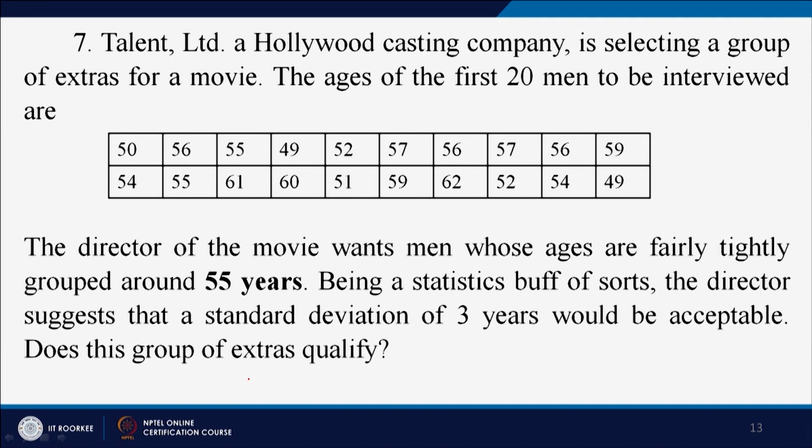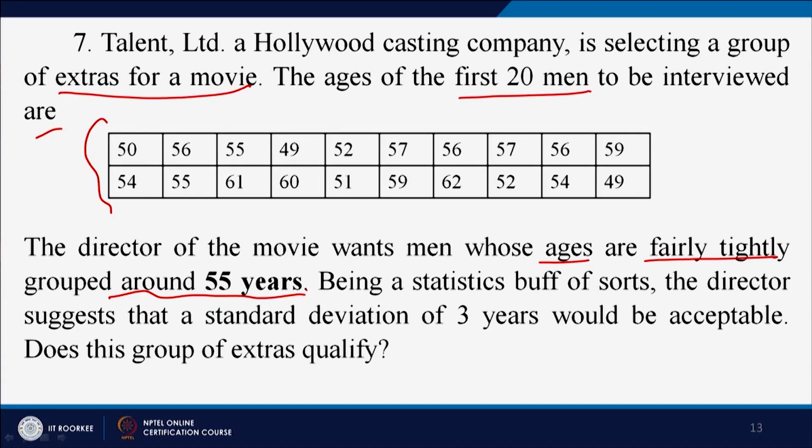Let us look at the next question. Talent Limited, a Hollywood casting company, is selecting a group of extras for a movie. The ages of the first 20 men to be interviewed are these. So, these are the ages of different first 20 men. The director of the movie wants men whose ages are fairly tightly grouped around 55 years. So, those people would be selected by the director who have got age nearby 55.